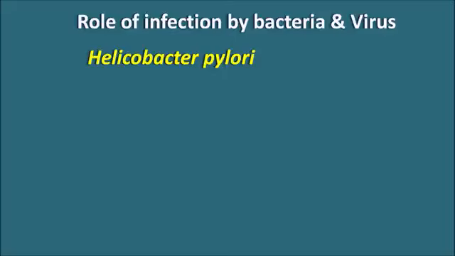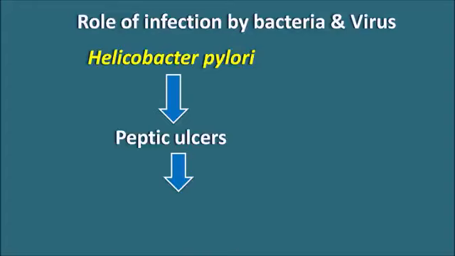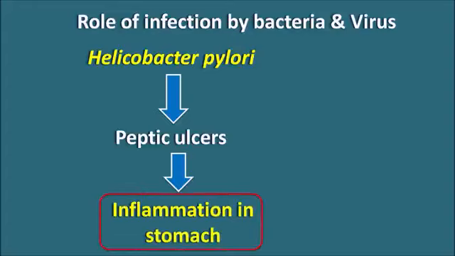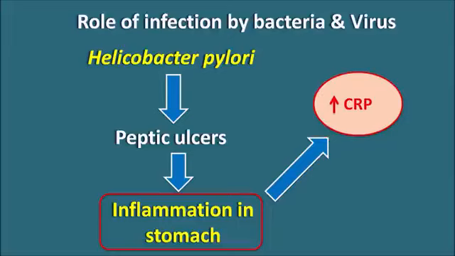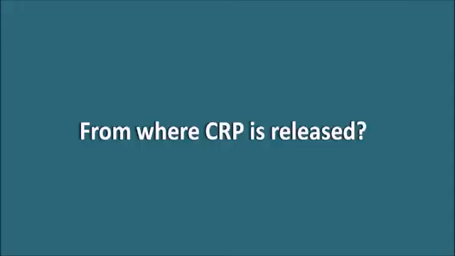Similarly, Helicobacter pylori, H. pylori, is a bacterial infection which produces peptic ulcers. But this bacteria can also produce some inflammation in the stomach which may increase the CRP levels. In this way, CRP levels are going to be raised when there is an inflammation or infection either by bacteria or virus. All this can elevate the CRP levels, which is a good indicator of either inflammation or infection in the body. From where is CRP released?